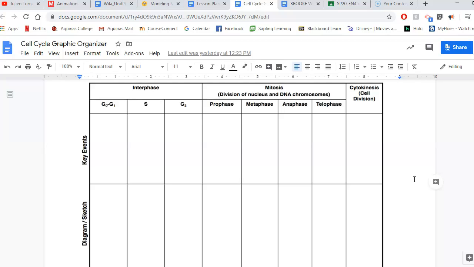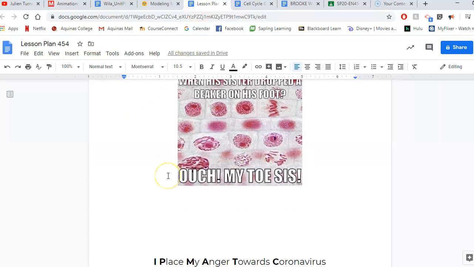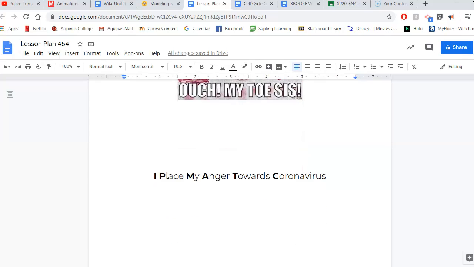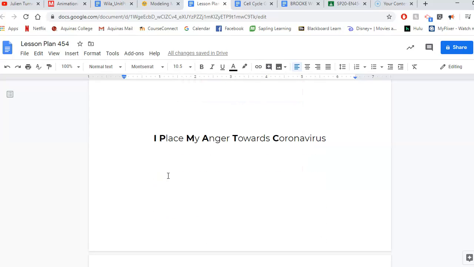So now what I think is going to be another great tool for you guys is a mnemonic device, because there are all these phases: interphase, prophase, metaphase, anaphase, telophase, and cytokinesis. And sometimes it's really easy to get them mixed up. So just for a couple minutes, we are going to think of an acrostic poem or a mnemonic device to help us remember these stages of mitosis.